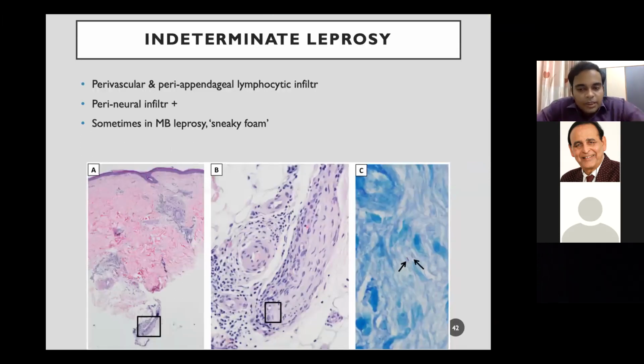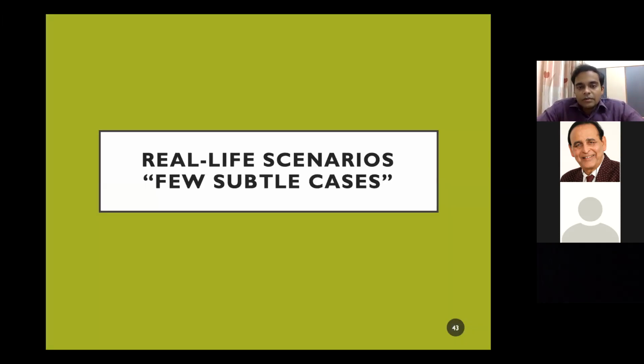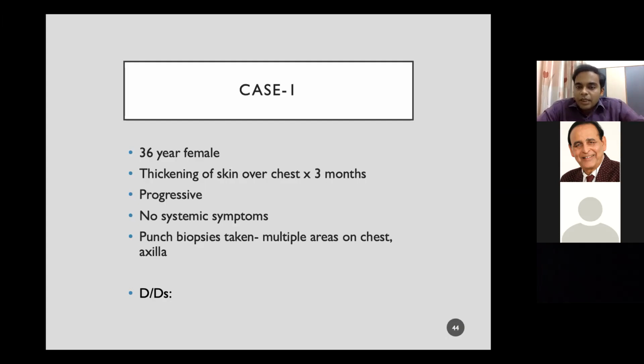So indeterminate leprosy is again a confusing disorder. Okay, so what you will end up seeing is just a perineural slight lymphocytic infiltrate. Okay, so this sort of an infiltrate is considered very non-specific unless you are able to document actual AFB in special stain. So we have to be mindful and obviously we have to correlate clinically. So these are some of our cases.